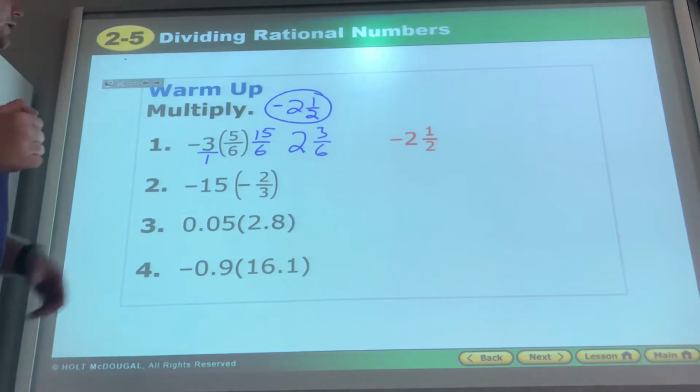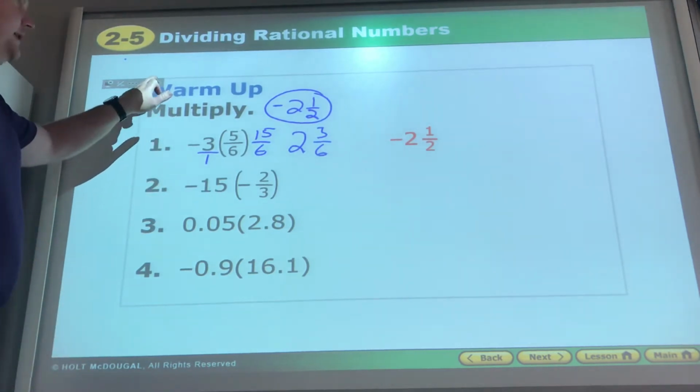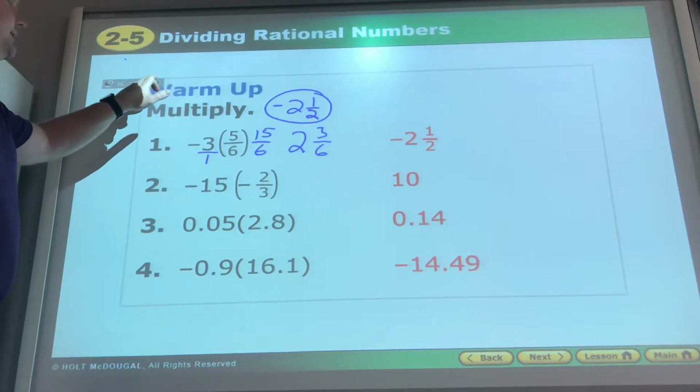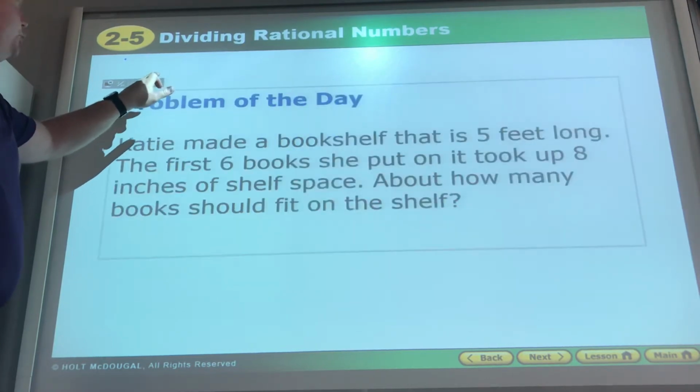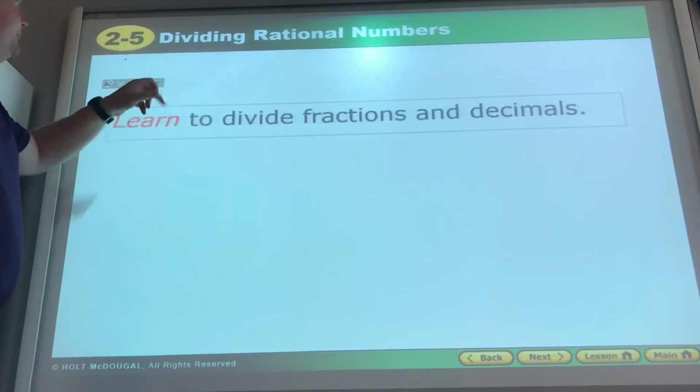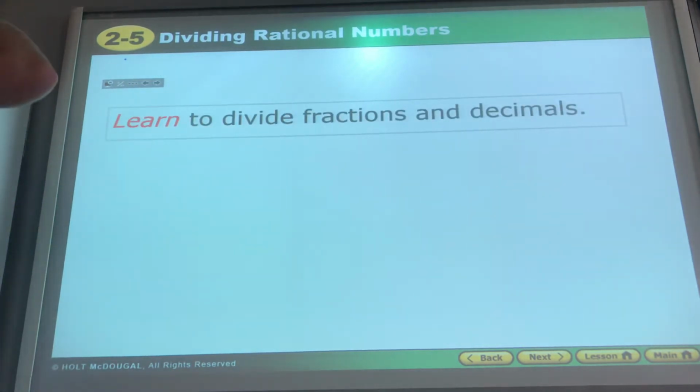All right. You've got all the time in the world to work these out. Try them, then you can watch the video and see if you got them right. All right, that's from yesterday's video, which I did about 2 minutes ago. Let's go on. Learn to divide fractions and decimals.